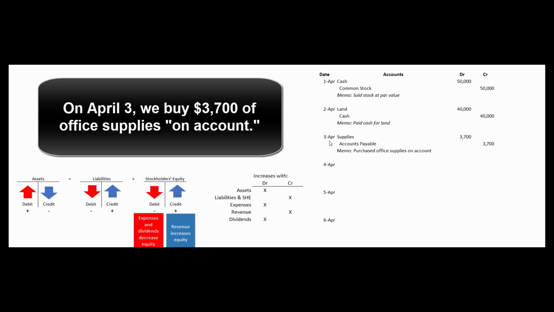Again, we put the date out here. We write the debit first, we indent a little bit, we write the credit, and we debit and credit specific account titles and write our sentence in the memo section.